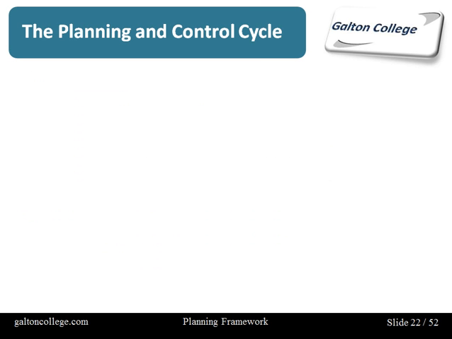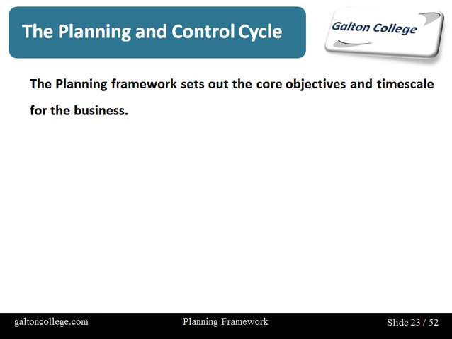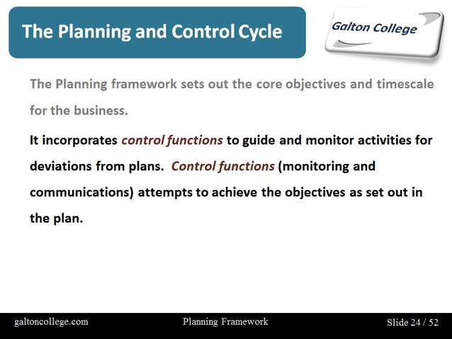The planning and control cycle. Well, the planning and control cycle, this framework sets out the core objectives and a timescale for the business. It incorporates control functions to guide and monitor activities for deviations from plans. So once the plan is in position, any deviation should be flagged up through control functions.